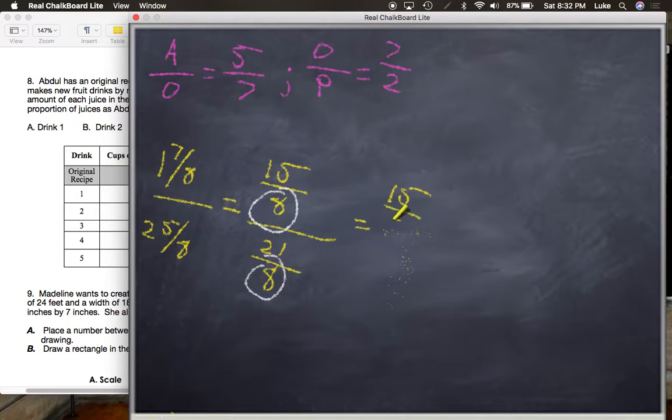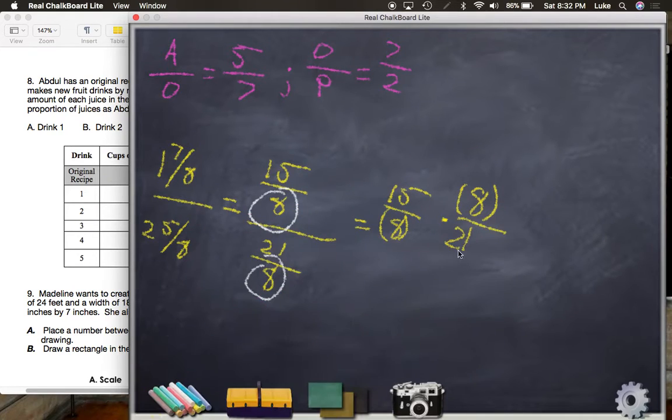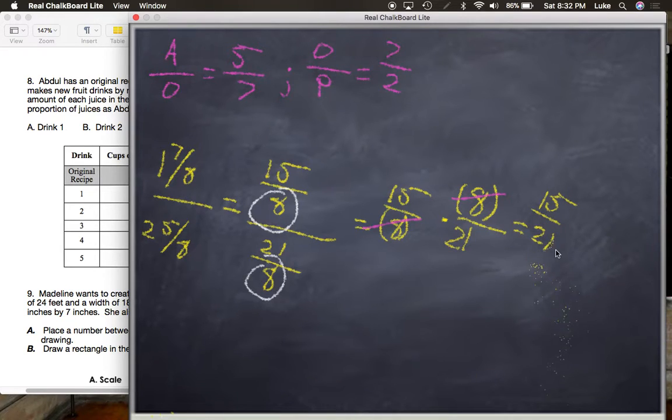We have 15 over 8 multiplying by the reciprocal, 8 over 21. And of course we have the same denominator and numerator, and they will cancel each other out. So let's just do that simply, and we are left with 15 over 21. And of course we can reduce that. The number that goes into both of these is 3. So 3 goes into 15 5 times, 3 goes into 21 7 times, and there is our 5 over 7 proportion, just like our original recipe.